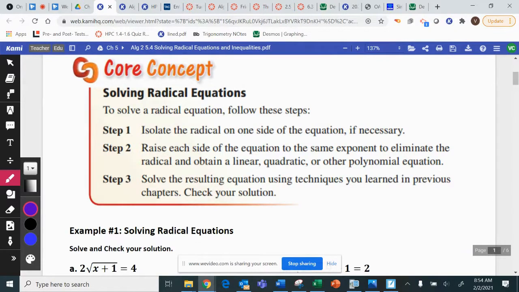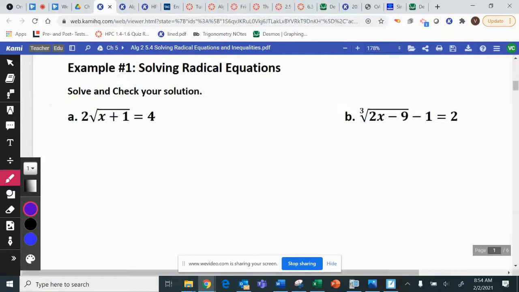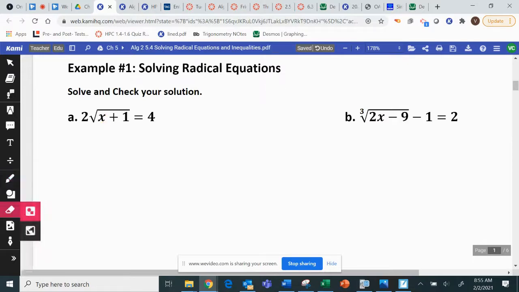Solving equations is always the same. We need to get x by itself. You need to use inverse operations to get x by itself. X is right here, and it's surrounded by layers of math. We need to peel those layers away one at a time. So we're going to look for the most outside layer.